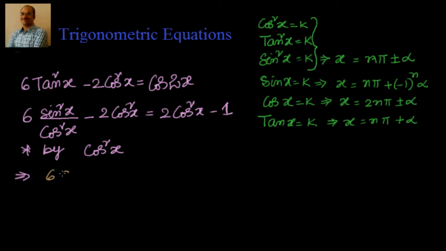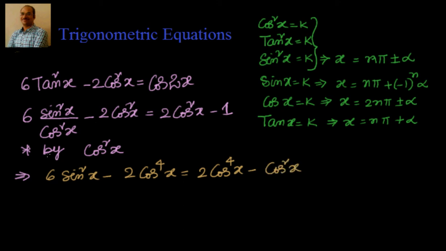I'll have 6 sin square x minus 2 cos to the power of 4 x equal to 2 cos to the power of 4 x minus cos square x. I hope you are okay with that. We just multiplied with cos square throughout. This cancels. I will have cos to the power 4 here, cos to the power 4 here, and cos square here. Now these whole terms are in cos square. This is only in sin square. I will try to convert it.